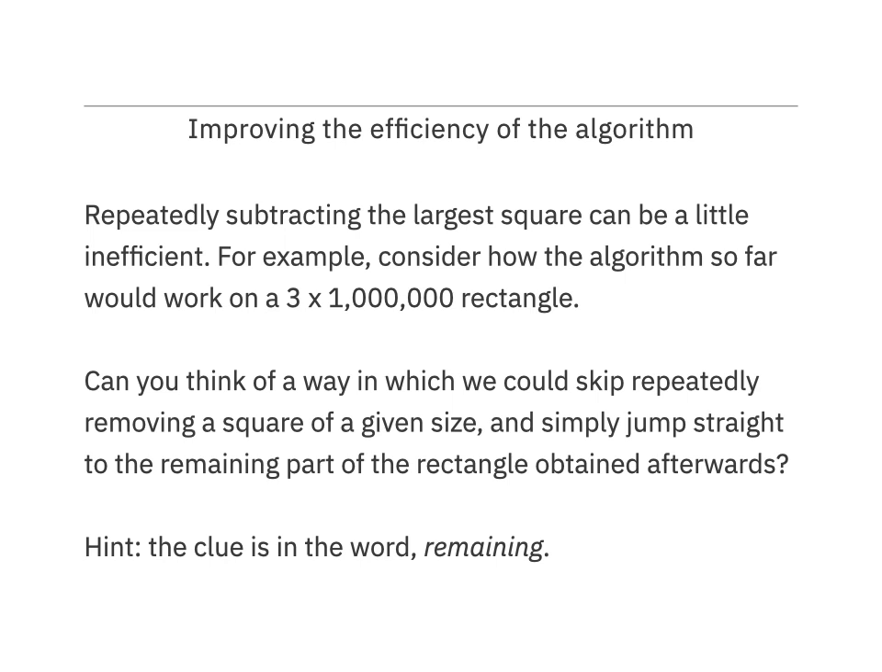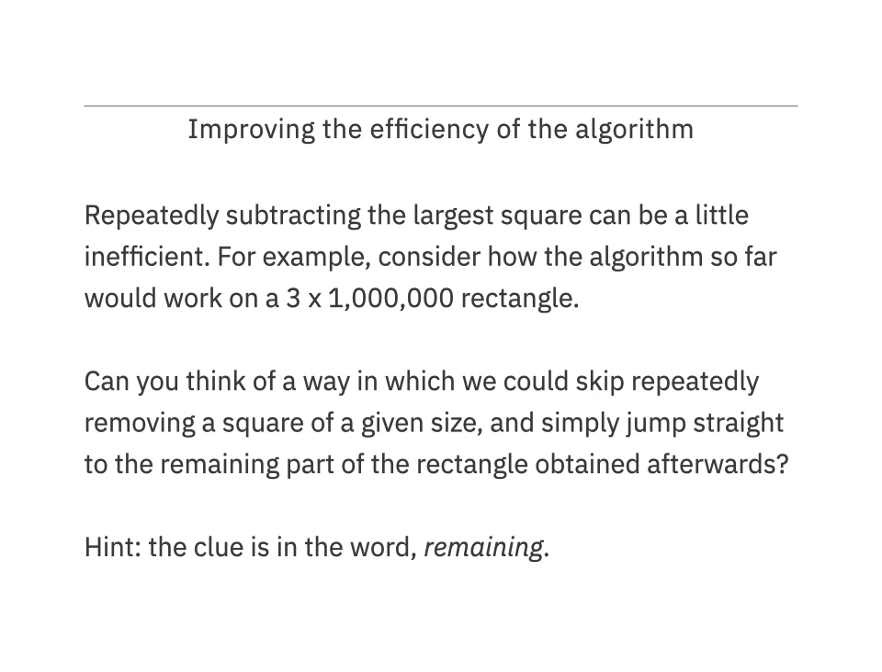Well, it would remove the square of side 3 333,333 times to leave a rectangle of height 3 and width 1, and then would remove a square of side 1 3 times before it would finally be done. That's a lot of steps.